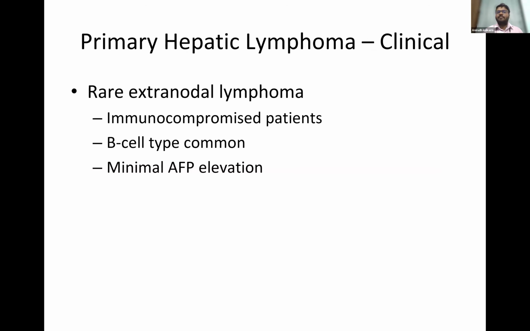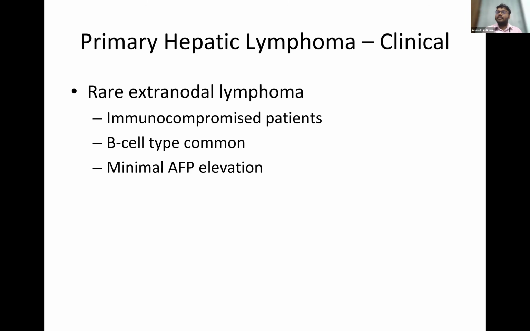Now coming to primary hepatic lymphoma. It is a rare extranodal lymphoma seen in immunocompromised patients, B cell type common, with minimal AFP elevation. So like we have seen in MRI brain, how will lymphoma appear? It will be T2 hypointense, okay? Homogeneous intense enhancement, low cerebral blood volume, and marked diffusion restriction will be there. That is the characteristic of lymphoma, marked diffusion restriction.